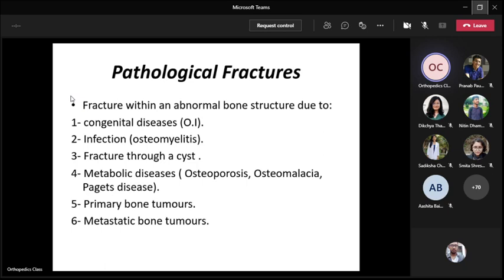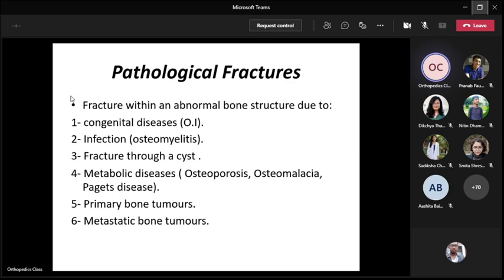Just to name a few, there are congenital diseases like osteogenesis imperfecta, infections like osteomyelitis, bony cysts, simple bone cyst, aneurysmal bone cyst. There are tumors that also cause the bone to weaken. Certain diseases like osteoporosis, osteomalacia, Paget's disease are metabolic diseases that make the bone weak, and they may have fractures. Certain primary bone tumors or sometimes secondary tumors which have metastasized from other systems are also causes of pathological fractures.